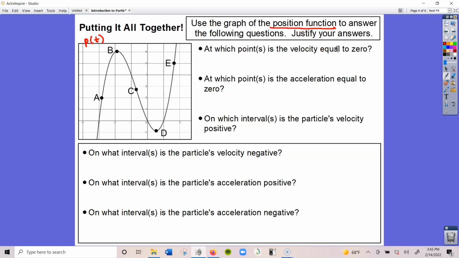At which point is the velocity equal to 0? Remember that velocity is the first derivative. And we know that our first derivative is equal to 0 when we have extrema, because those would be our critical numbers. So here it would be at b and d. And the reason would be because P of t has extrema.